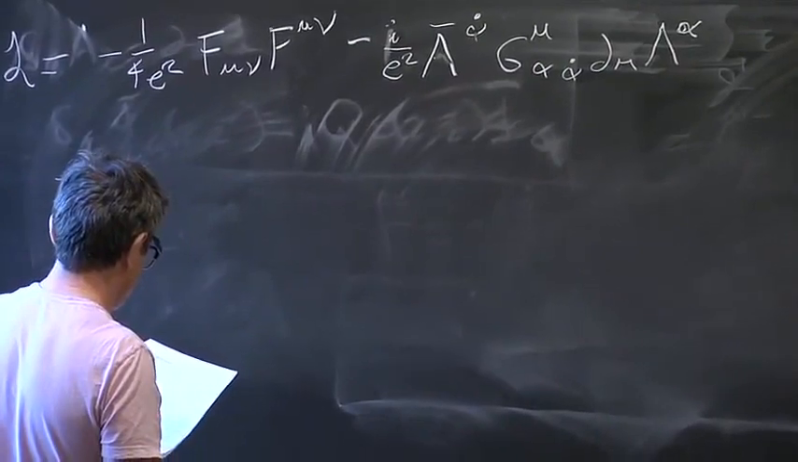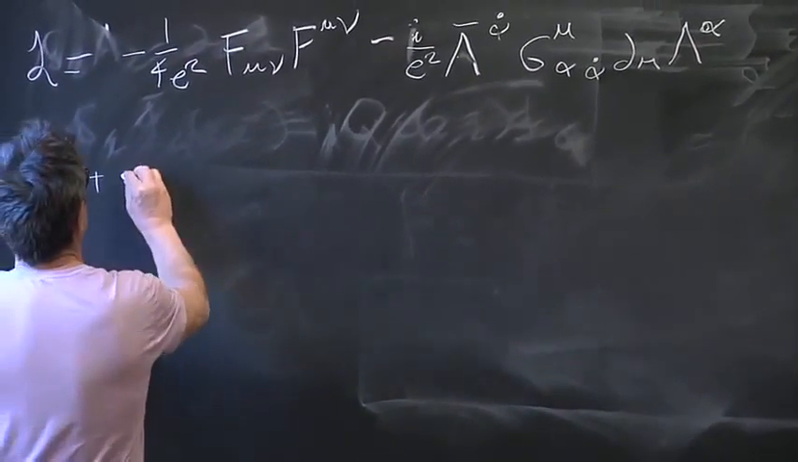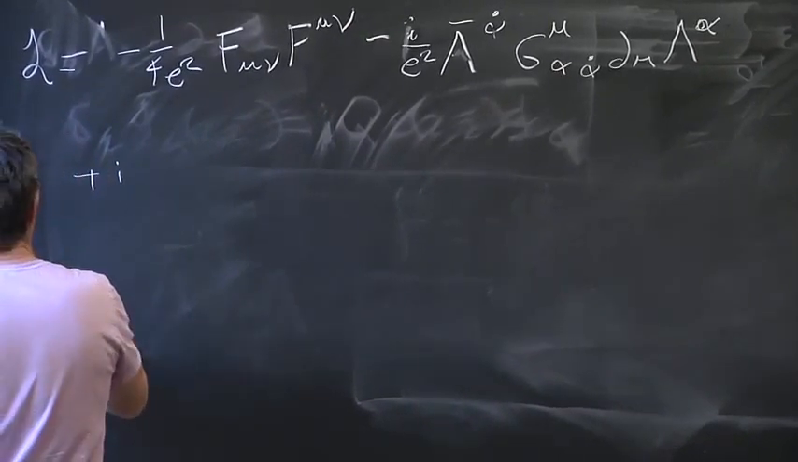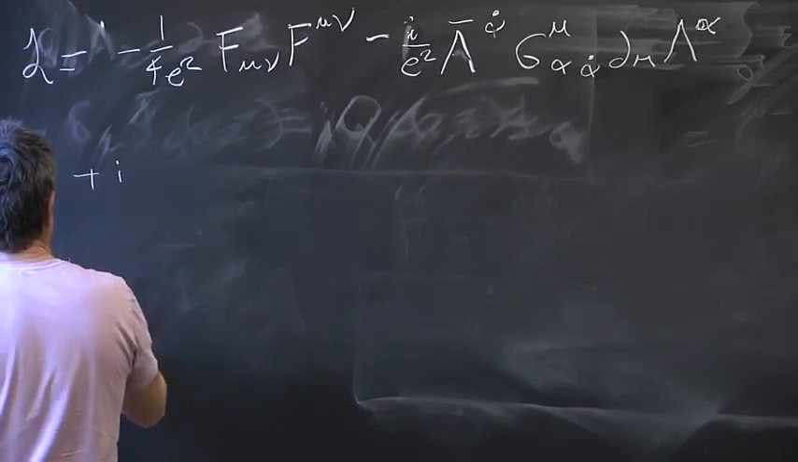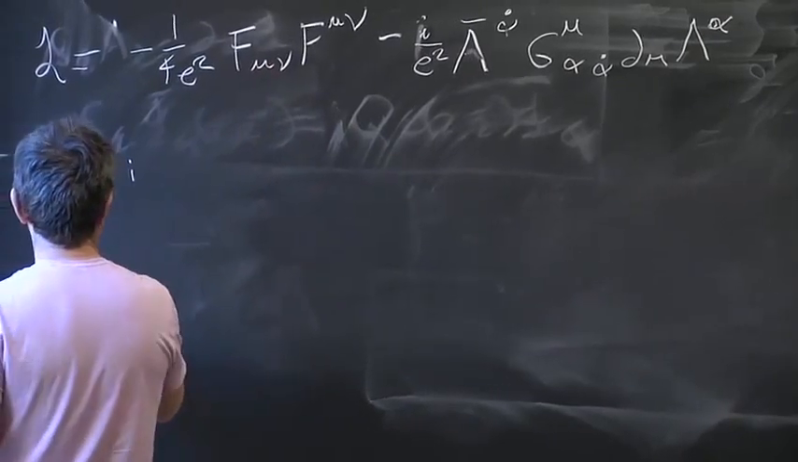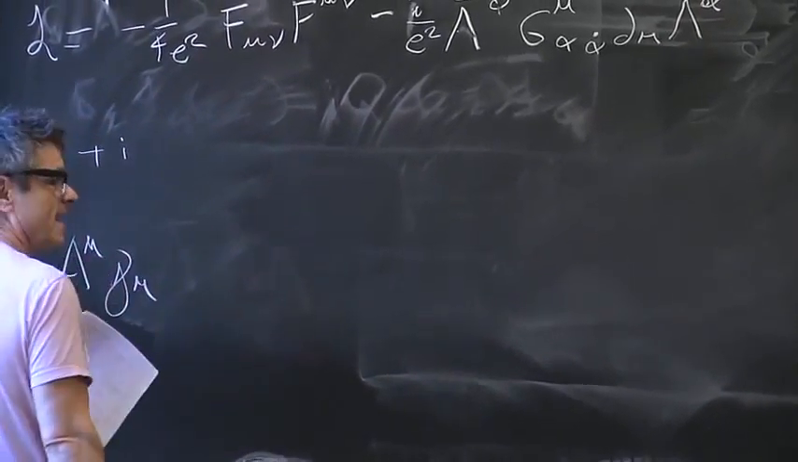So then what's next? Now we want to couple it to matter. If we were doing electromagnetism, we would write a coupling. If we wanted to write the coupling of A, we would write E, or actually in our notation, no E, we would write A mu, J mu.